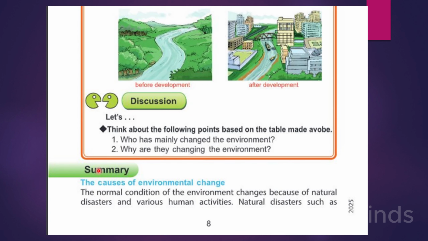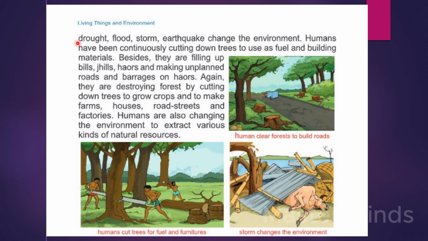Summary: the cause of environmental change. The normal condition of the environment changes because of natural disasters and various human activities. Natural disasters such as, next page, drought, flood, storm, and earthquake change the environment. Humans have been continuously cutting down trees to use as fuel and building materials. Besides, they are filling up hills, harbors, and making unplanned roads and barrages on harbors.